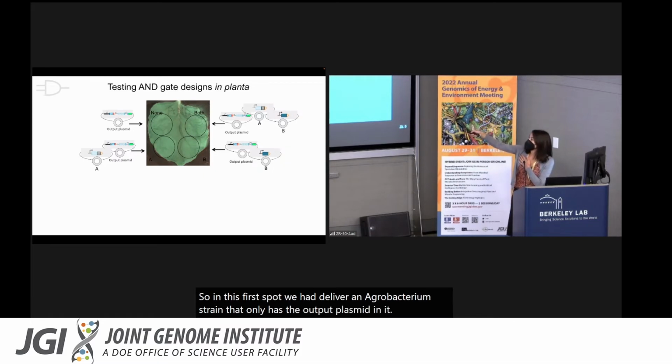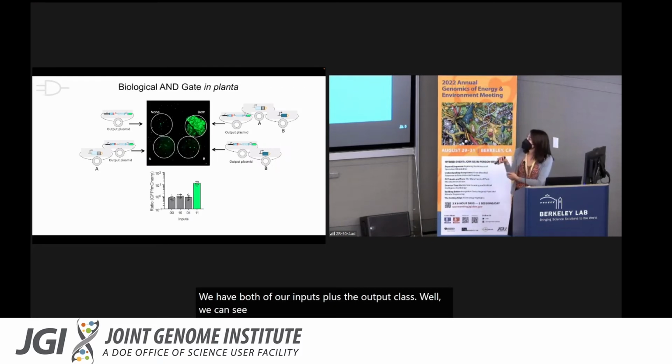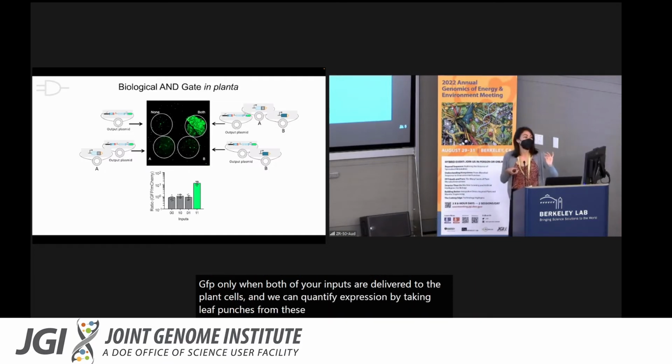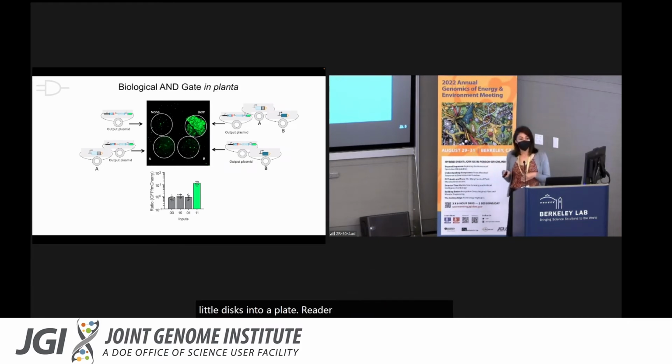In our second spot, we deliver a strain that also has our input A transcription factor. In the third, we have the output plasmid and input B. And in the last, we have both of our inputs plus the output plasmid. What we can see is that you get strong expression of GFP only when both of your inputs are delivered to the plant cell. And we can quantify expression by taking leaf punches from these Nicotiana leaves and putting the little discs into a plate reader and measuring fluorescence.